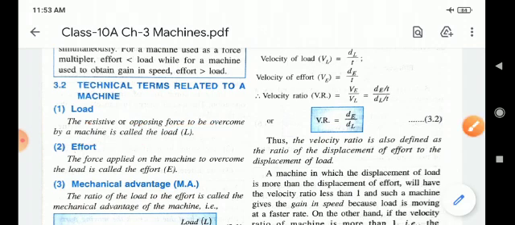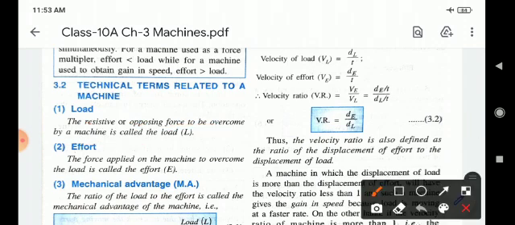Second definition, effort. Effort: the force applied on a machine to overcome the load is called the effort. Another meaning of effort is a force exerted by a machine or in a process.